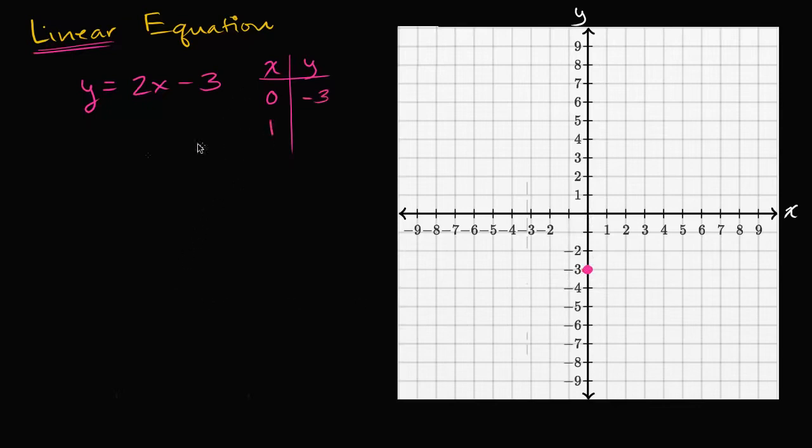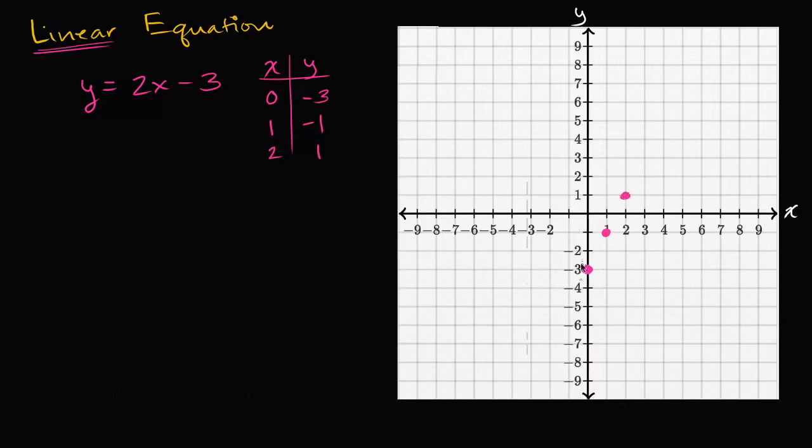If x is equal to 1, what is y equal to? Well, 2 times 1 is 2, minus 3 is negative 1. So we move positive 1 in the x direction and negative 1, or down 1, in the y direction. Now let's see, if x is equal to 2, what is y? 2 times 2 is 4, minus 3 is 1. When x is equal to 2, y is equal to 1.